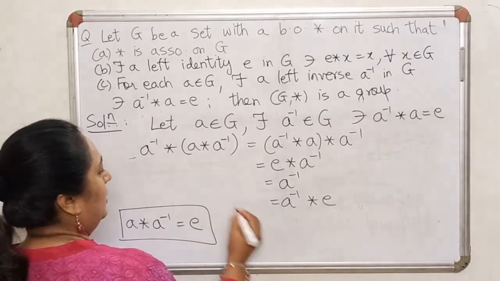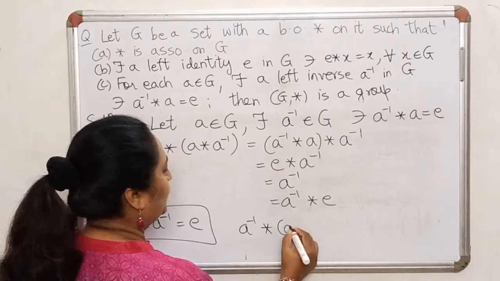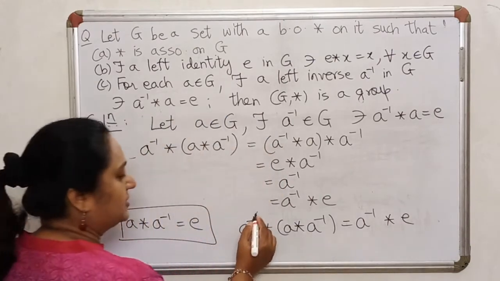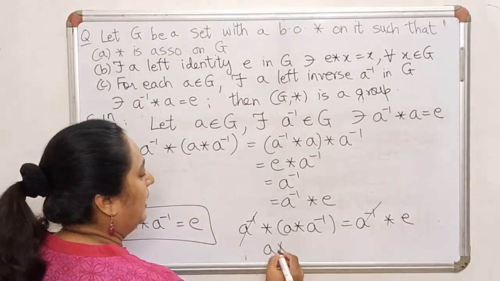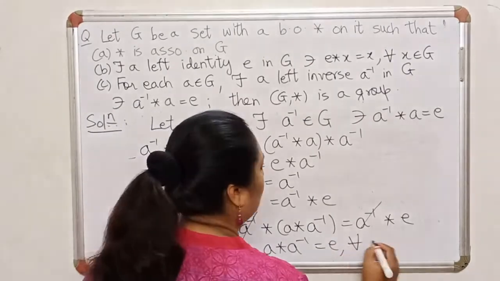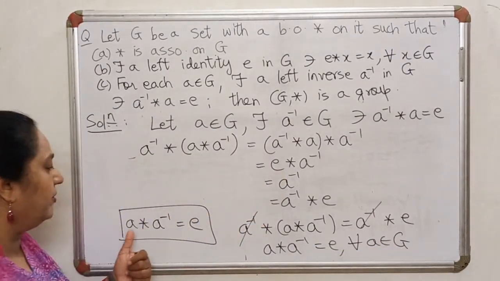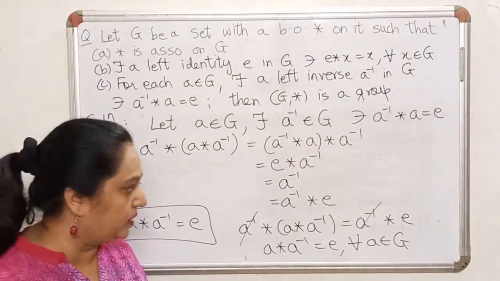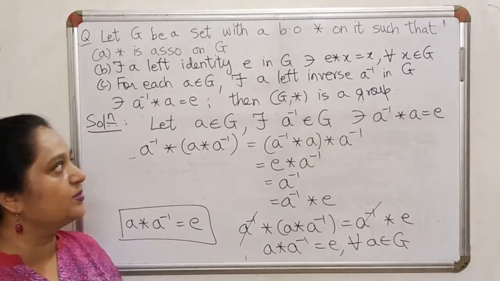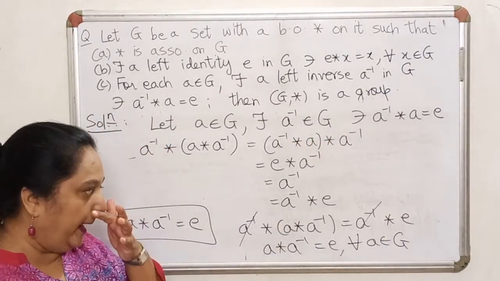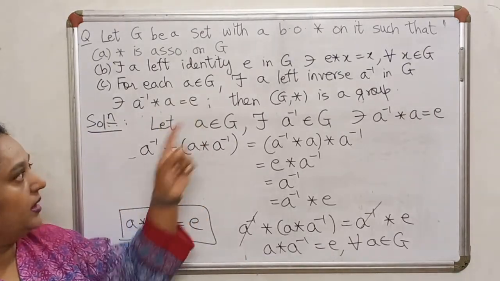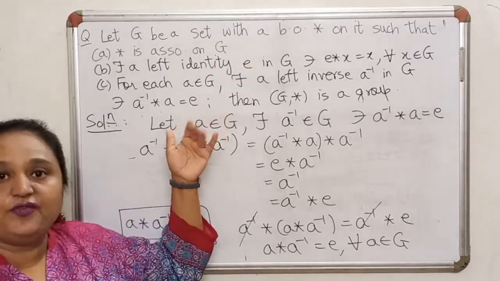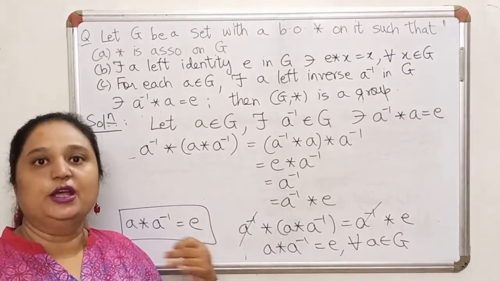So now look at the equation that we have managed to prove. And remember, we have already proved the left cancellation law. So I will get A star A inverse is equal to E for all A in G. That means the same element which serves as left inverse of A also serves as right inverse of A. So it works from both sides, and therefore this element A inverse becomes the inverse of A. And hence every element in G has an inverse, and therefore it is a group.